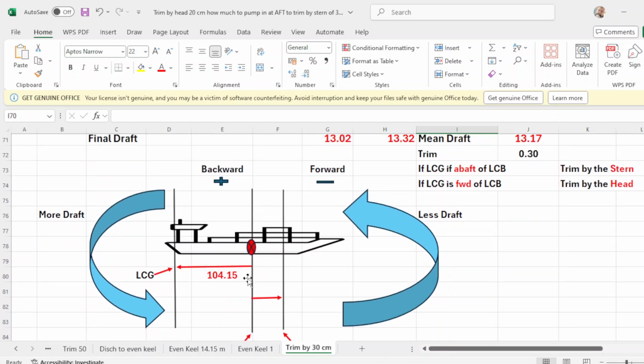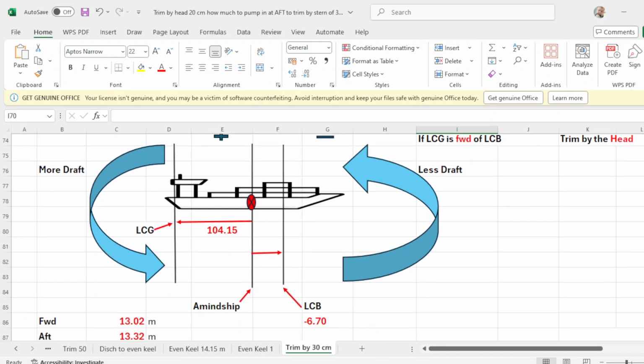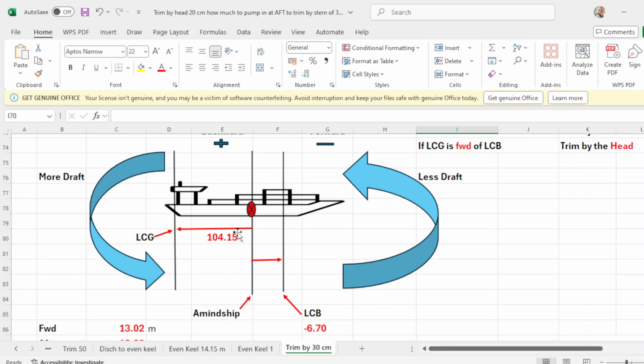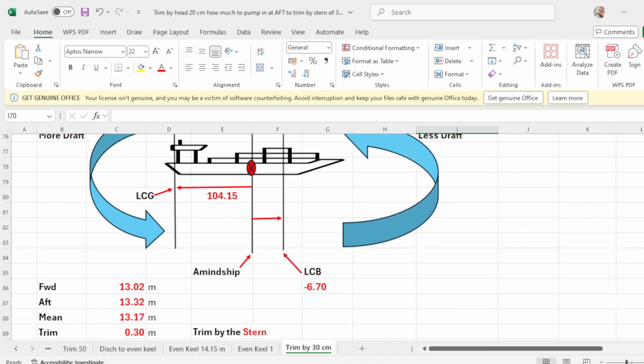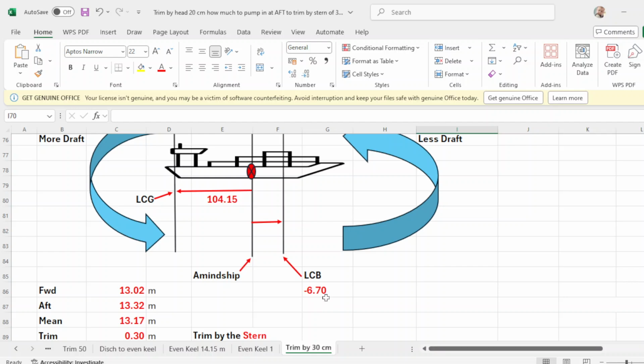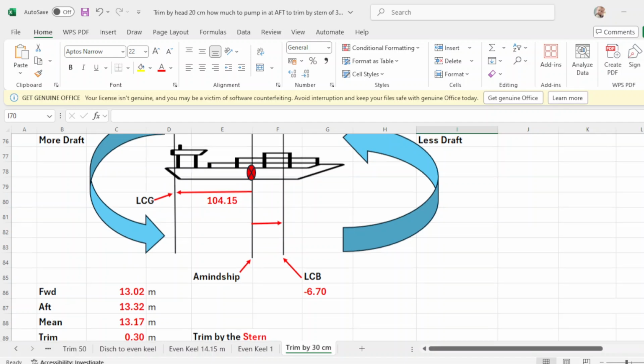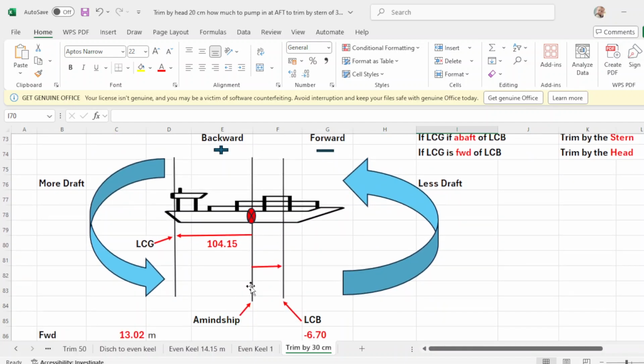So from your amidships, measure going backward 10.51, this will be your new LCG. Okay, why positive? Because from your amidships going backward, it is positive. From your amidships going forward, the sign should always be negative. Since your LCB is negative 6.7, you measure from amidships going forward until you reach negative 6.70 of your LCB. Okay, that's why it's negative.